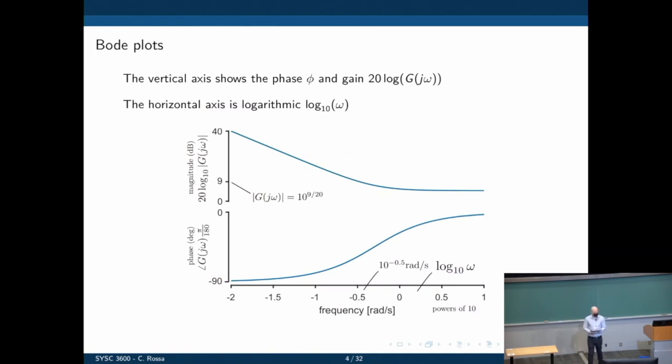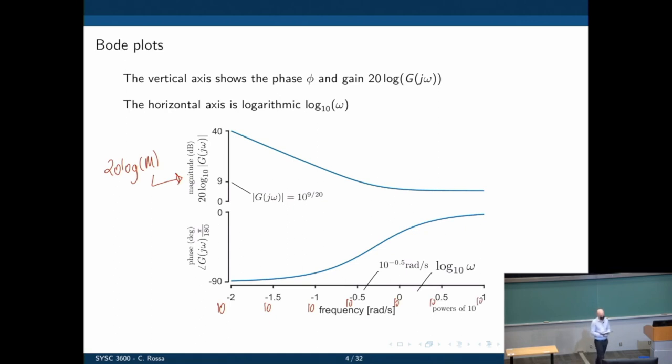So here is the Bode plot of a random function. And what you can see here is the magnitude and the phase for a range of frequencies. As a reminder, when you plot the magnitude, we are using decibel scale, meaning that we are taking 20 log base 10 of the magnitude and plotting it here. And for the frequency, we are also using a logarithmic scale. So what you see at the bottom here are actually powers of 10.